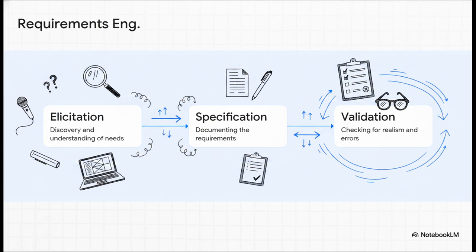This is where we translate all that gathered information into a formal document that defines the user and system requirements. And step 3 is requirements validation. You don't just write the document and walk away. You have to check it for realism, consistency, and completeness. You'll inevitably find errors, and the document has to be modified to fix them.